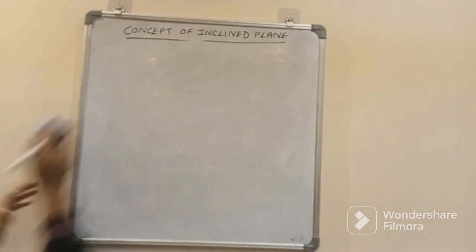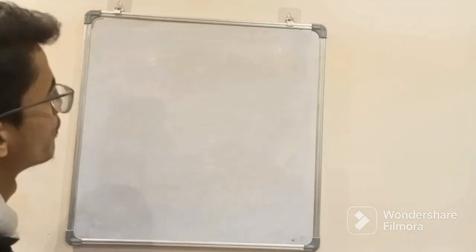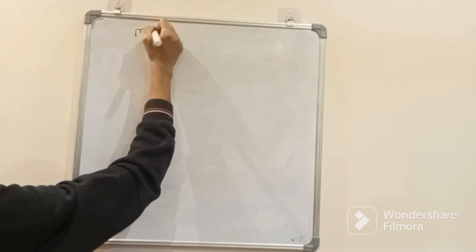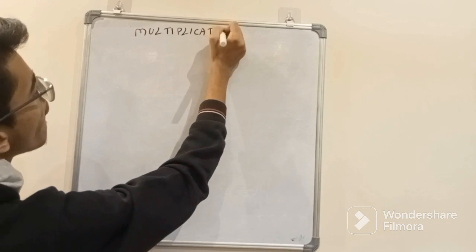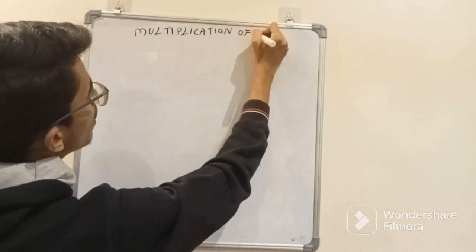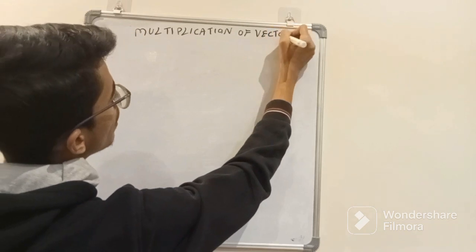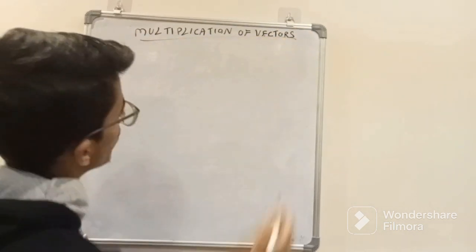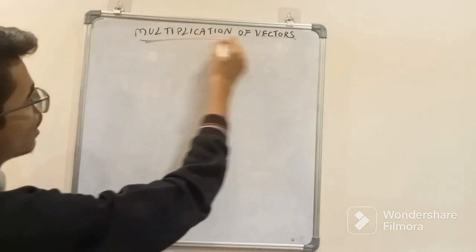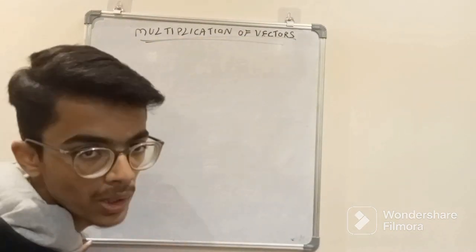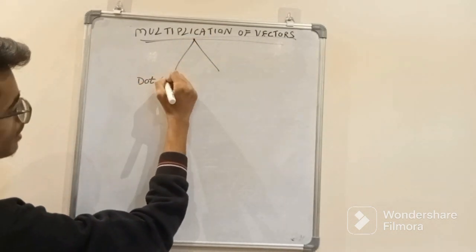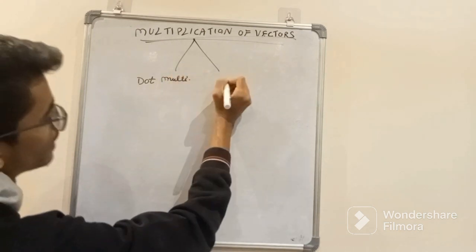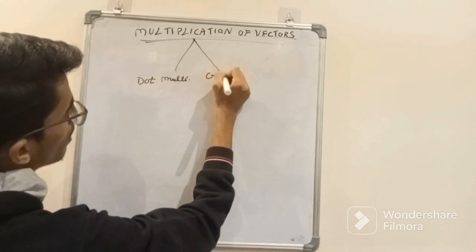Now, a very important topic under vectors, that is multiplication of vectors. सबसे पहली बात, टाइप्स ऑफ मल्टीप्लिकेशन. One is dot multiplication and the other one is cross multiplication.